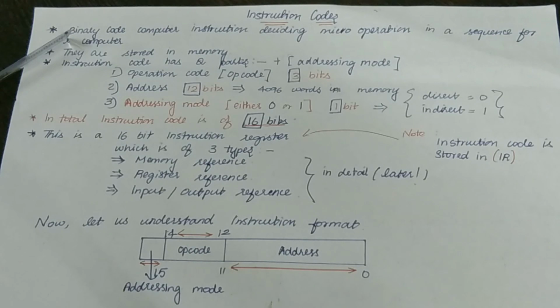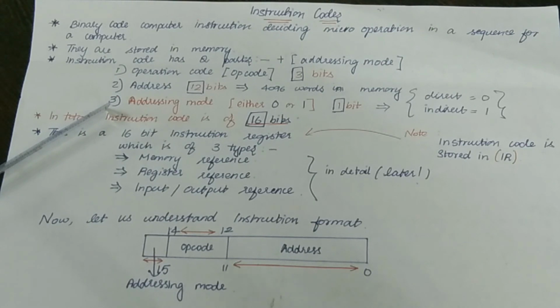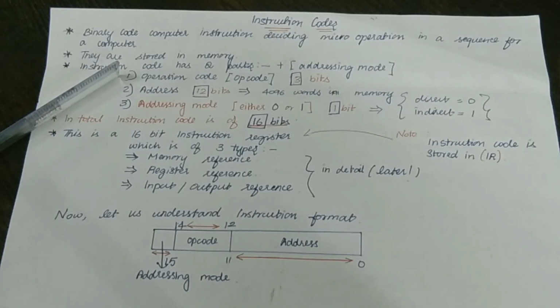An instruction code is a set of binary bits which decides the micro operation to be performed by the computer system. Basically, these instruction codes are stored in the memory. An instruction code is made of three parts. They are operation code, address bits, and addressing mode.